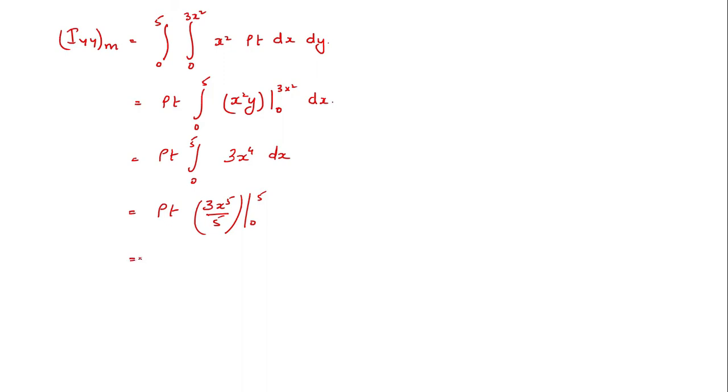Now rho t we had already obtained earlier, that is equal to 2.04 into 10 raised to minus 3 multiplied by, if you solve this, 3x raised to 5 by 5 from 0 to 5, you will get 1875. Solving this, you will get 3.825 kilogram millimeter square.